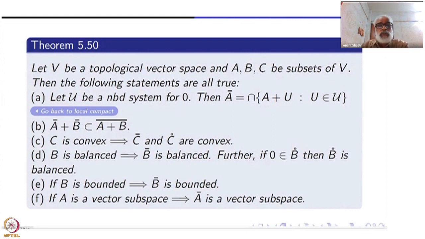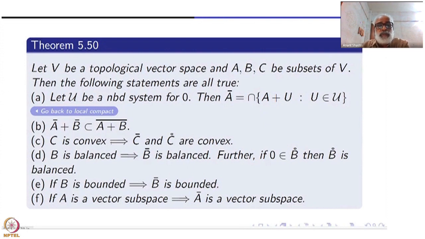Okay, so the next one is A bar plus B bar is contained inside A plus B bar. Once again, the corresponding thing for topological groups was A bar into B bar contained inside AB bar. So the same thing is true for this one. I don't have to elaborate on this one.